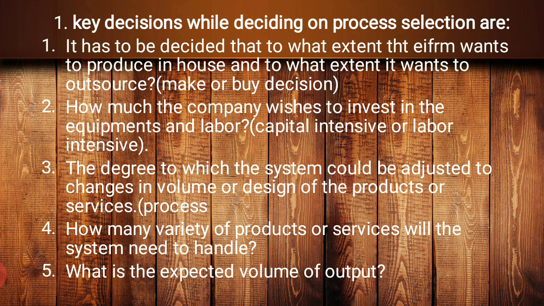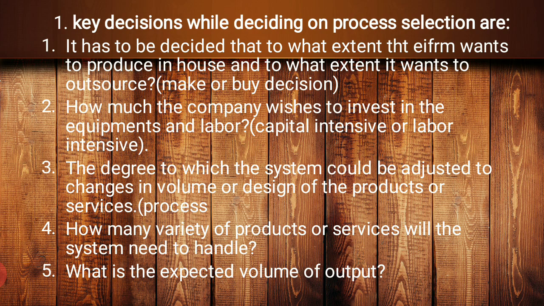Number 2 is how much the company wishes to invest in equipment and labor. That means whether the company is capital intensive or labor intensive. Whether it wants to invest more in machines, or whether it wants to select a way through which it produces using labor. So it depends. That is the second important thing it needs to consider.